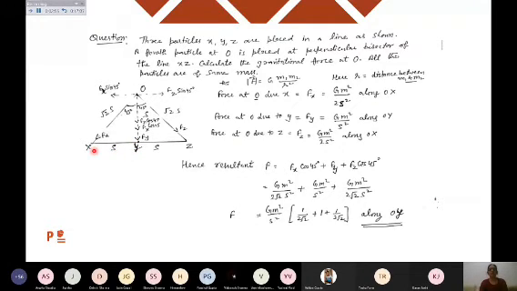It means XY distance is S, YZ is also S, and this OY is also given as S distance. So I can write these distances. OX, the distance between the O particle and the X particle, is root 2S by using trigonometry. Similarly, this distance I can also write as root 2S.